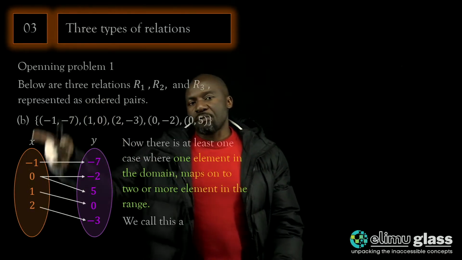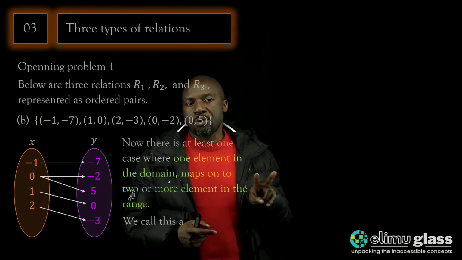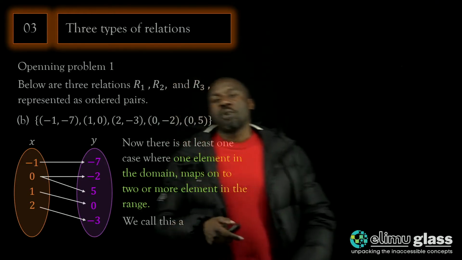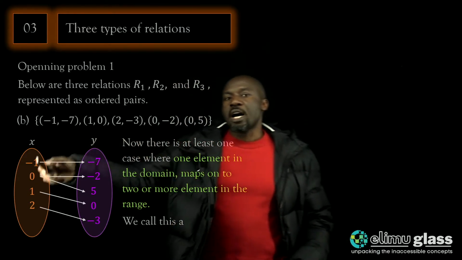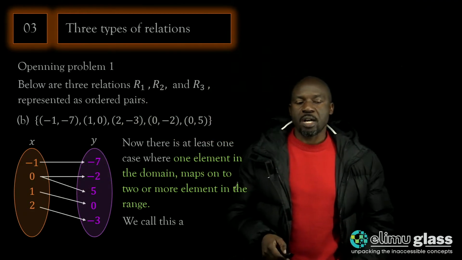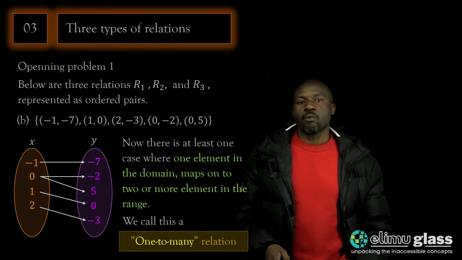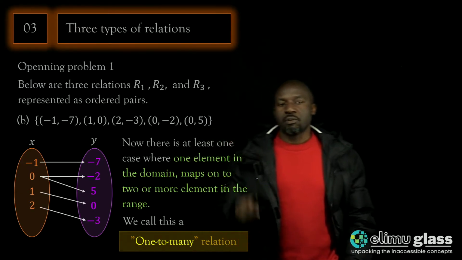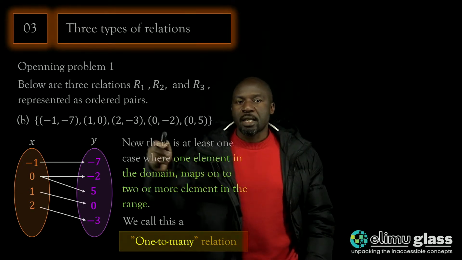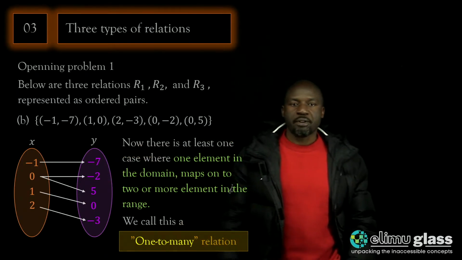So if any one of them maps onto 2 or more on the output, we refer to this as one mapping to many. So a one-to-many relation. Okay, so this is a one-to-many relation. So we've talked about a one-to-one, and now this is a one-to-many relation.